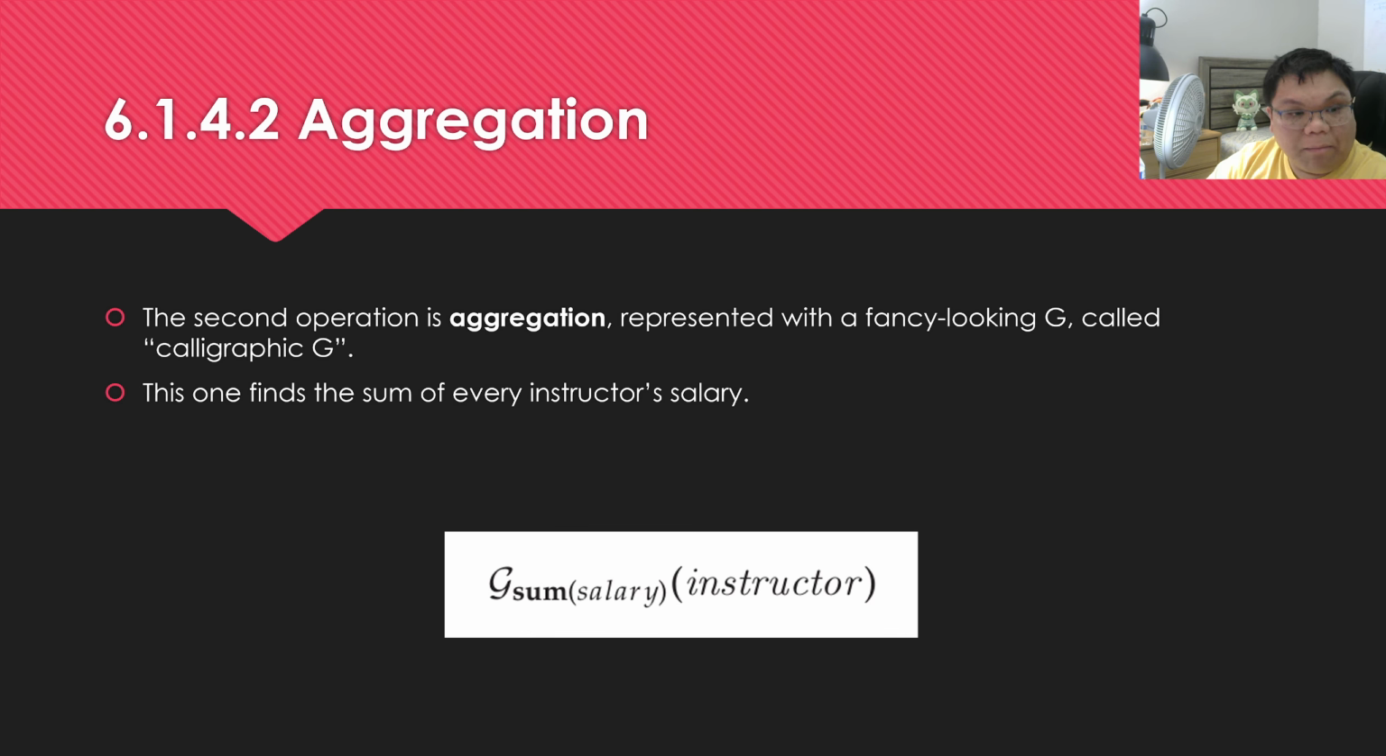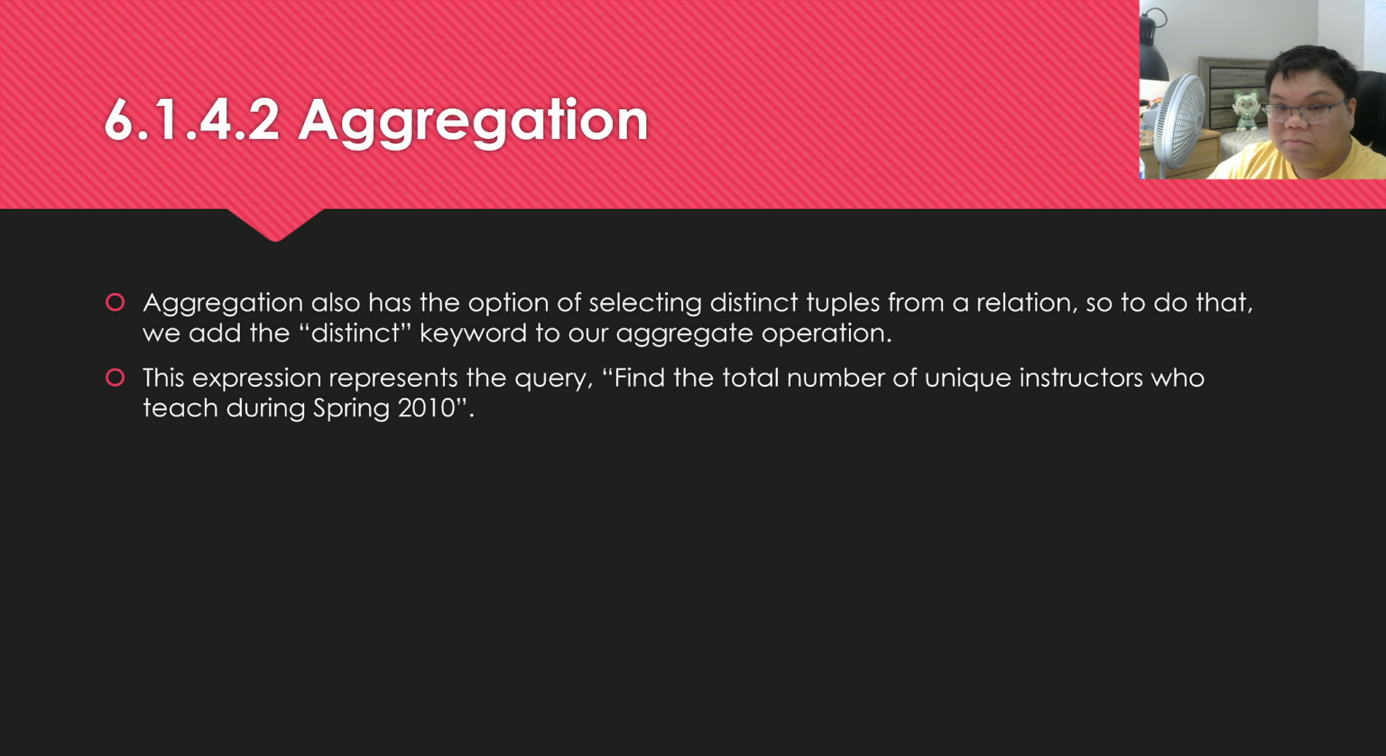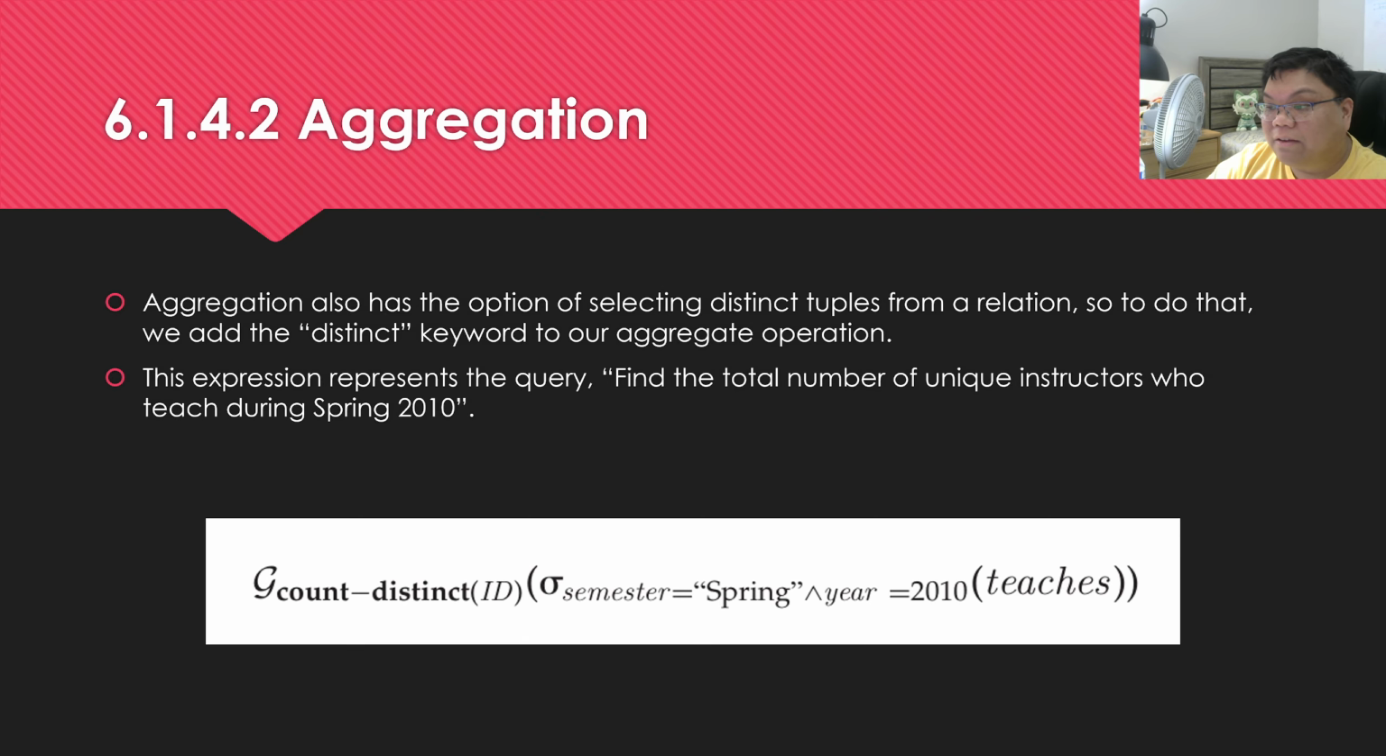There's another operation called aggregation that we denote using this fancy looking G called calligraphic G. This one finds the sum of every instructor's salary. Aggregation also has the distinct keyword, and so does this aggregation in extended relational algebra. So this query says, find the total number of unique instructors who teach during spring 2010. So G sub count distinct of ID of sigma sub semester equals spring and year equals 2010 of teaches.